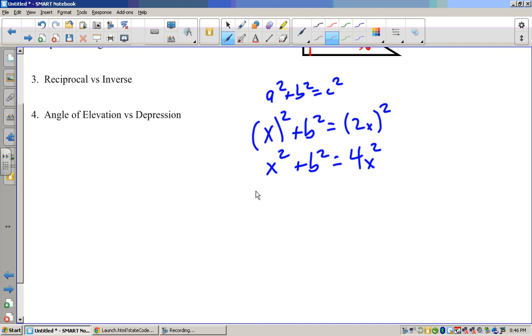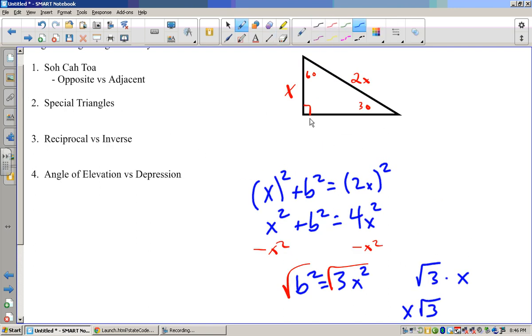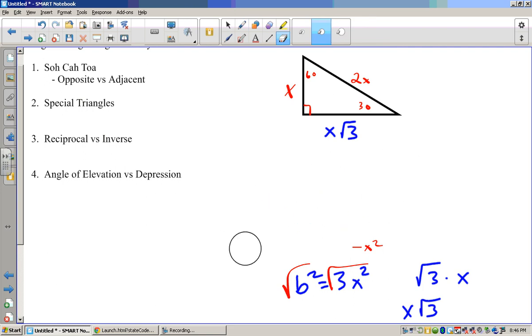Well, if I subtract x squared from both sides, I will have b squared equals 3x squared. Take the square root of both sides. I'll have the square root of 3 times x, bring him out front, x squared is x. That's why in a 30, 60, 90 triangle, the side opposite the 60 degree angle is always x square root of 3. All right, so that's 30, 60, 90.